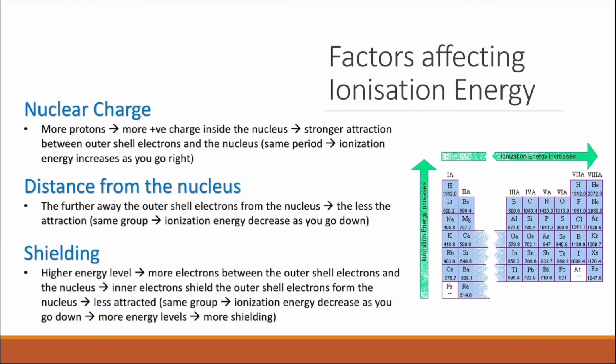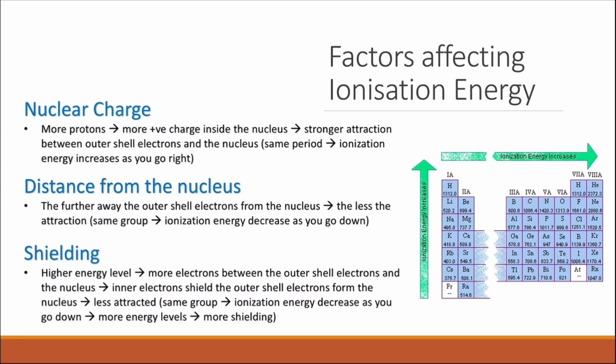And then we have the distance from the nucleus. As you go down a group, the distance from the nucleus increases. This is because there are more electron shells now. So even though the nuclear charge increases, the outer shell electrons become further away from the nucleus. As the distance from the nucleus increases, the outer shell electrons will be less attracted to the nucleus, and less energy will be needed to remove the electrons.